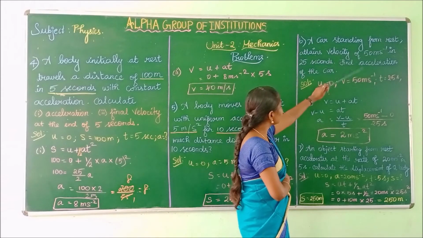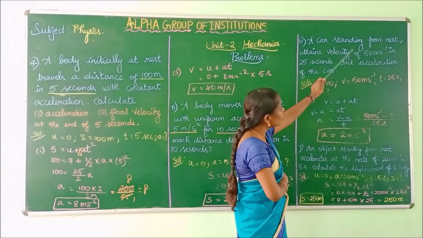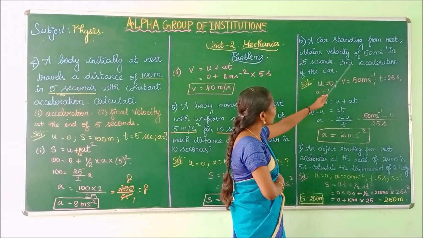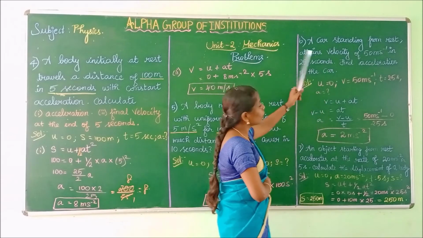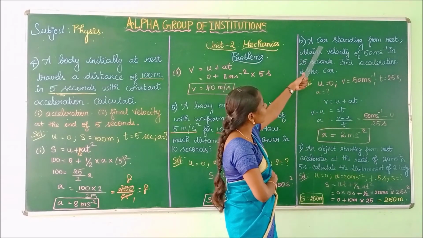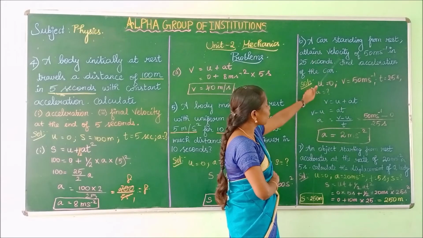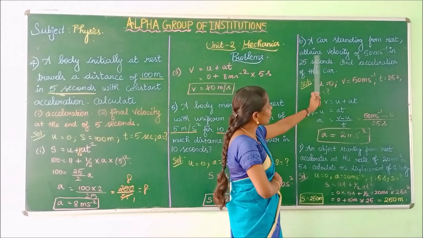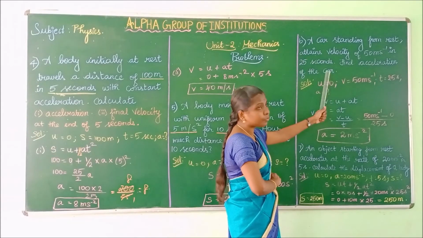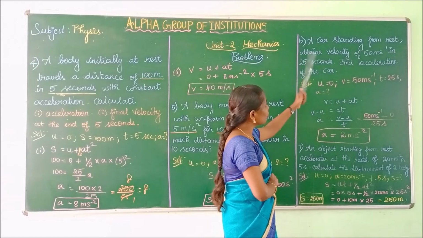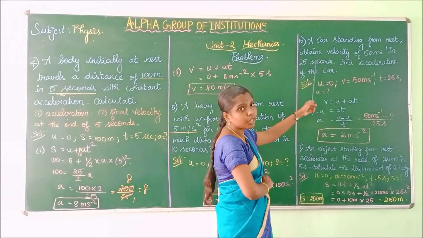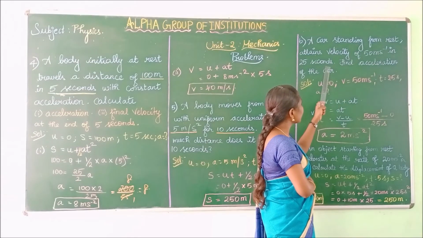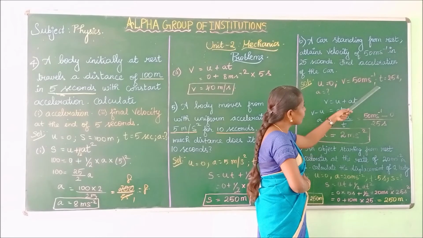A car standing from rest attains velocity of 50 meter second power minus 1 in 25 seconds. Find acceleration of the car. I'll read the question again, listen carefully. A car standing from rest attains velocity of 50 meter second power minus 1 in 25 seconds. Find acceleration of the car. They have given us the value for velocity. What is the value for velocity given here? 50 meter second power minus 1 in 25 seconds. The value for time given here is 25 seconds.